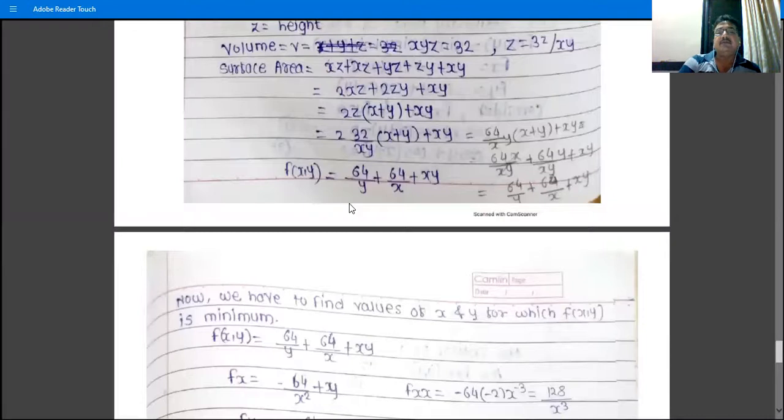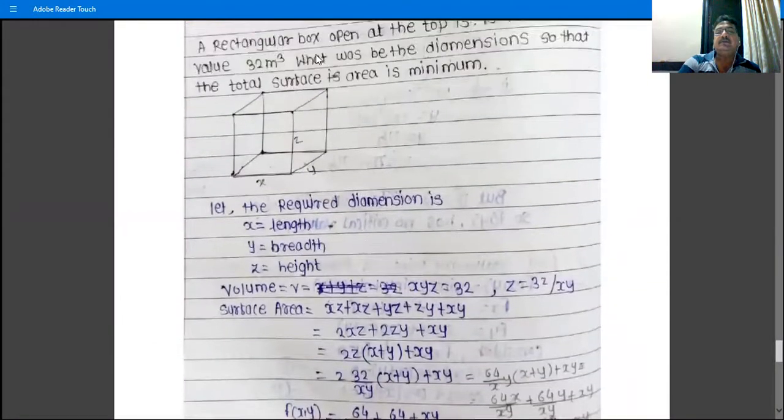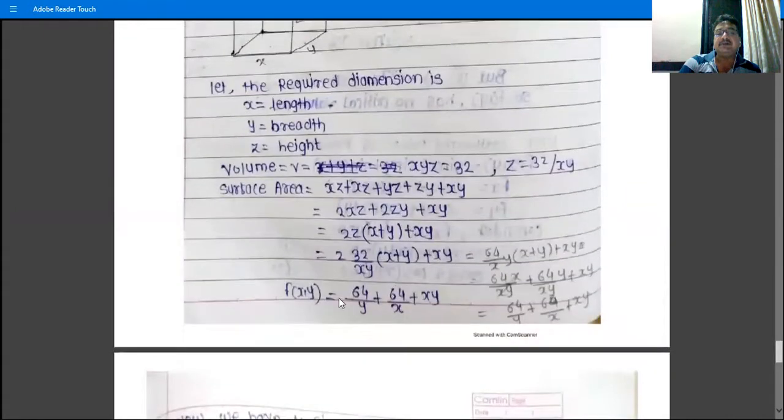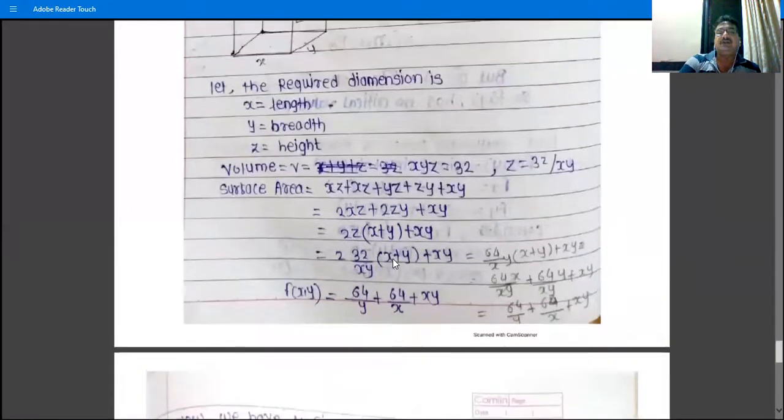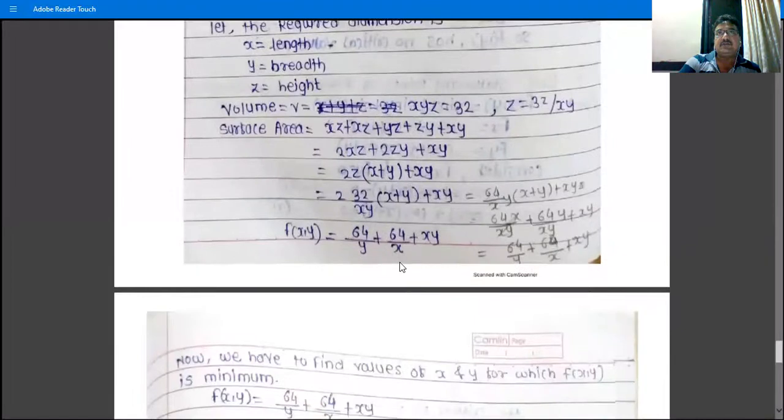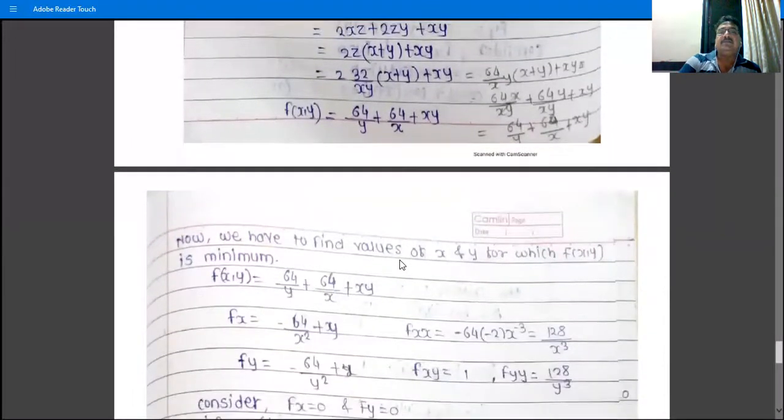is minimum. We have to keep the surface area minimum, and the surface area is this function: 64 by y plus 64 by x plus x times y, the simplification of that surface area. We denote this surface area by f(x,y), and we have to find the values of x and y for which this function f(x,y) is minimum. So the same procedure: find critical points, then find the values of capital A, capital B, capital C, delta, and then we have the values of x and y.